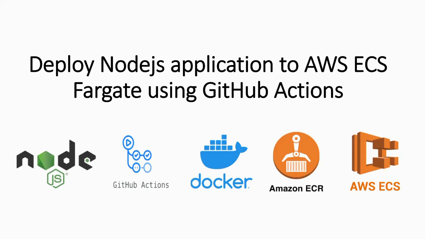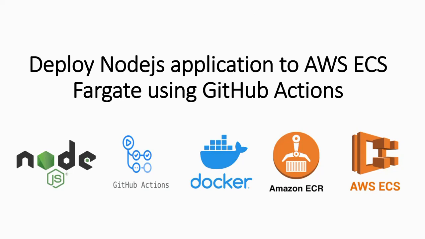Today we will be discussing how to deploy a Node.js application to AWS ECS Fargate, and we will do it by using GitHub Actions. As developers, we know how crucial it is to streamline our deployment process, and AWS ECS Fargate allows us an excellent serverless option for hosting containerized applications.